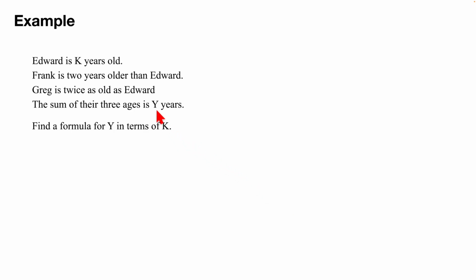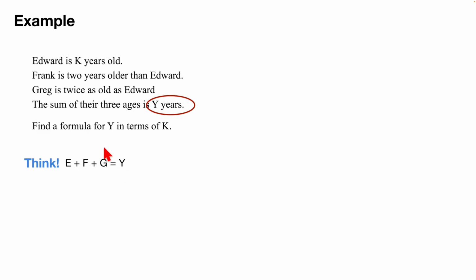Because here we don't have the total of their ages. And we don't have, well, we're given what Edward is, it's this strange K. And we don't even find all their ages, because all we're looking for is a formula for Y in terms of K. Now, I hope we're in the groove, because we're going to do exactly the same thing. We're going to have a think. We're going to see that the total is Y. We don't have numbers for here, but we know that Edward plus Frank plus Greg is Y.